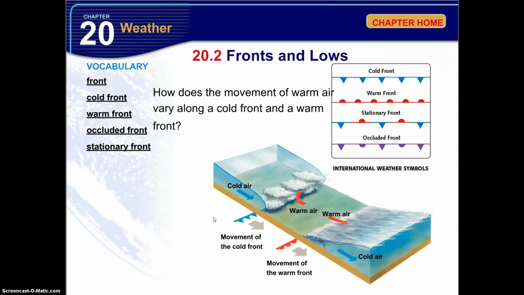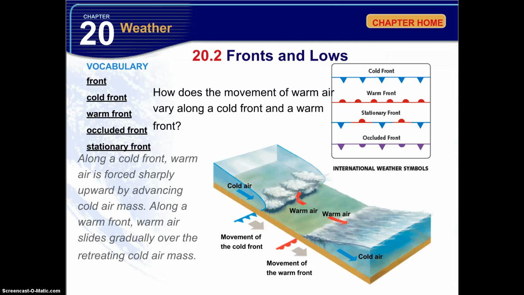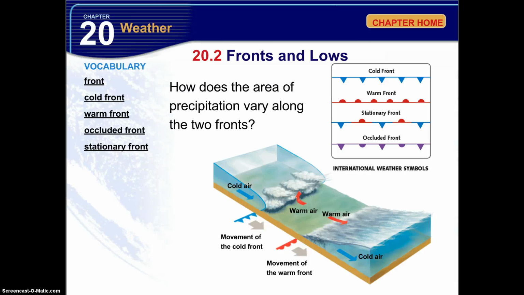Now how does the movement of warm air vary along a cold front and a warm front? Pause it, answer the best you possibly can. Now along a cold front, warm air is forced sharply upward by the advancing cold air mass. Along a warm front, warm air slides gradually over the retreating cold air mass. Now how does the area of precipitation vary along the two fronts?